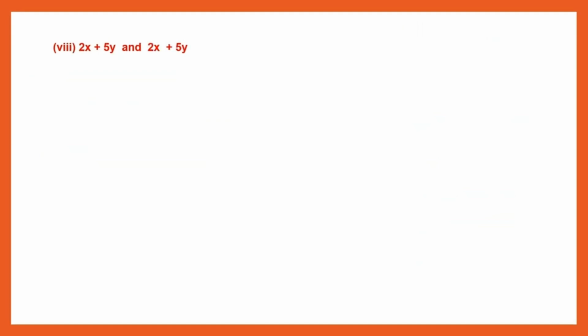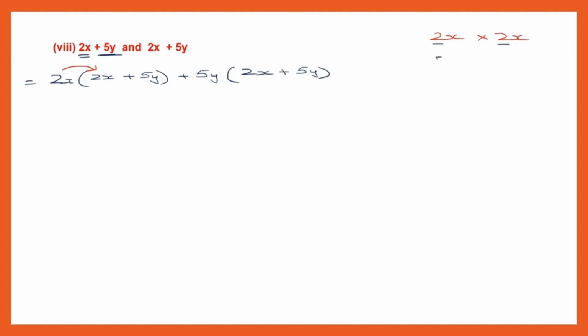Question 8. Let's take the first term. So this is 2x into the second binomial 2x plus 5y. Take the second term of the first binomial, plus 5y, into the second binomial 2x plus 5y. Now let's multiply 2x into 2x. First let's multiply the numbers. 2 2's are 4. X into x is x square. So here we have 4x square. So we finished multiplying with the first term.